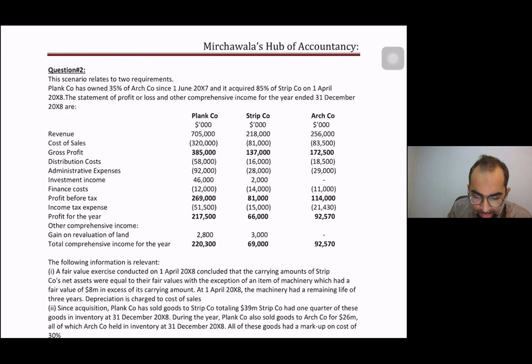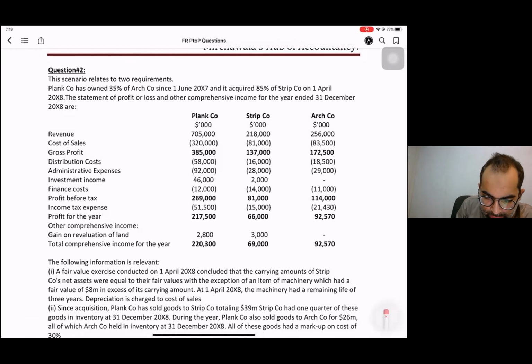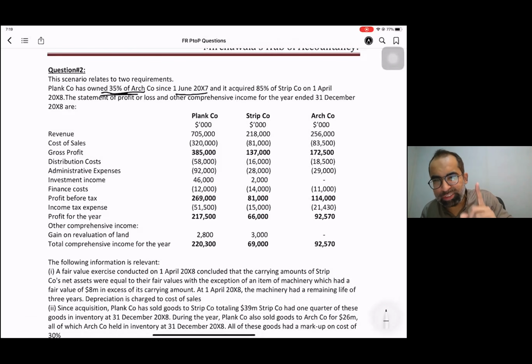Plank has owned 35%. 35% means this is an associate. Since 1st June X7, this is called the dodge. See, what's your year end? Just see, our year end is 31st December X8. Not X7. Our year end is 31st December X8.